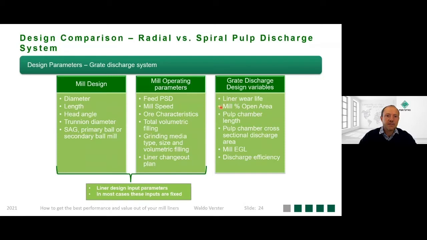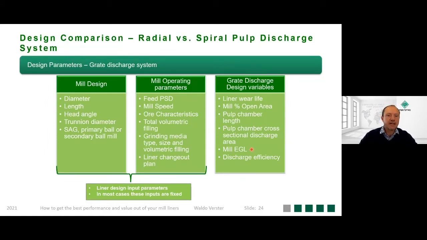The open area, also a very important variable in the design. Then two geometric design variables, the pulp chamber length or depth, as well as the pulp chamber cross-sectional discharge area. In the next slide, we will look at the pulp chamber length, and we will also look at the flow inefficiencies going on inside a grate discharge system.